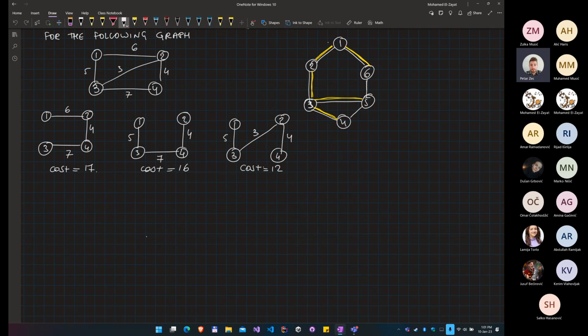Another way of solving this problem is using Prim's and Kruskal's algorithms to find the actual minimum spanning trees. Okay.